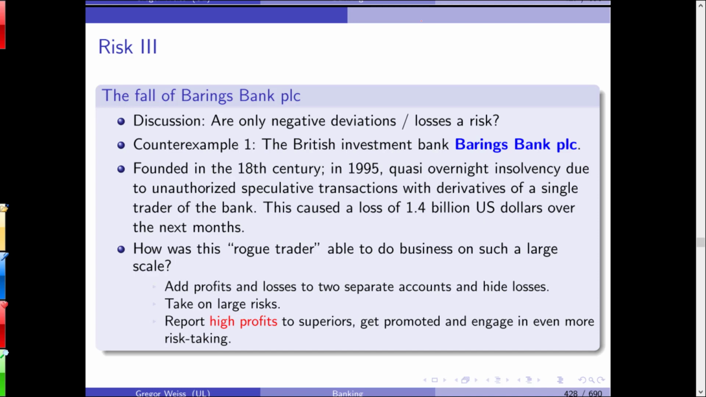Barings Bank was a British investment bank founded in the 18th century, so one of the rather old and traditional investment banks in the UK. In 95, it went bankrupt almost overnight. Why? They had a rogue trader called Nick Leeson, not Liam Neeson, but Nick Leeson. He single-handedly caused a loss of, as you can see, 1.5 billion US dollars over a couple of months.